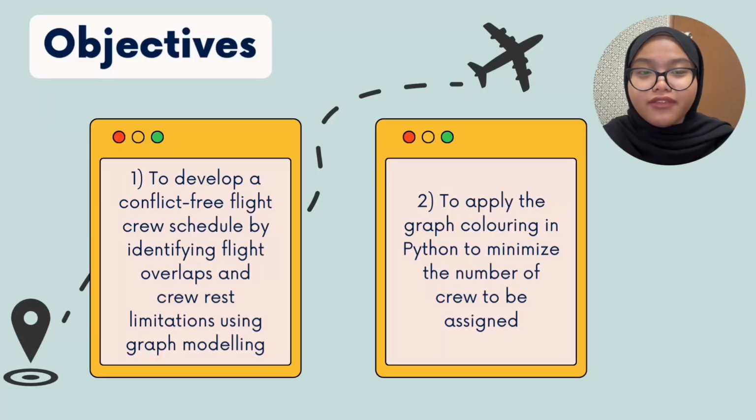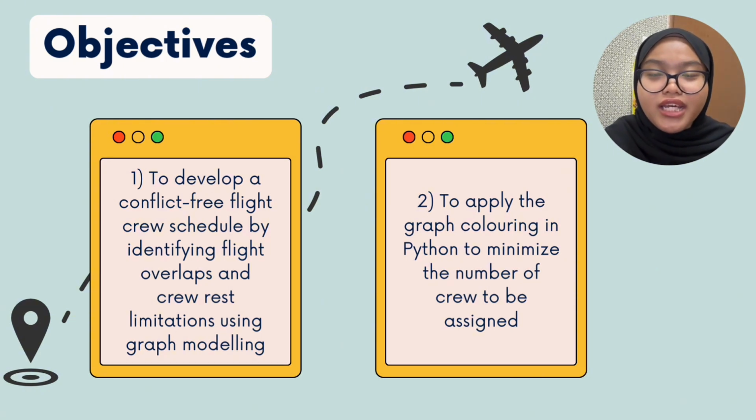Next, the objectives of this project are: we want to develop a conflict-free flight crew schedule by identifying flight overlaps and crew rest limitations using graph modeling. And we want to apply graph coloring in Python to minimize the number of crew to be assigned. Overall, these objectives are aimed to optimize airline crew scheduling using a mathematical approach that improves both efficiency and operational safety. By using graph theory, the scheduling process becomes more systematic and easier to scale for real-world applications.